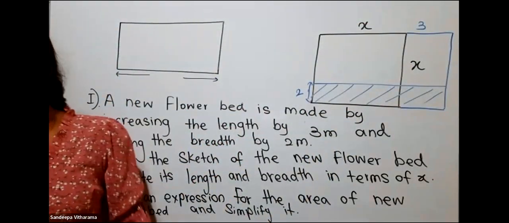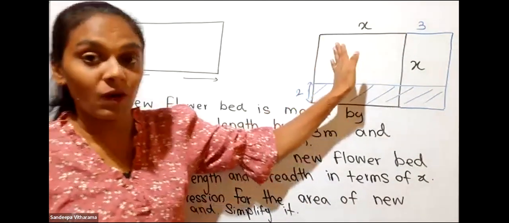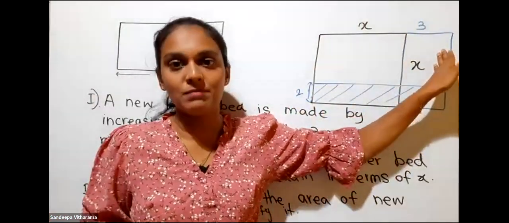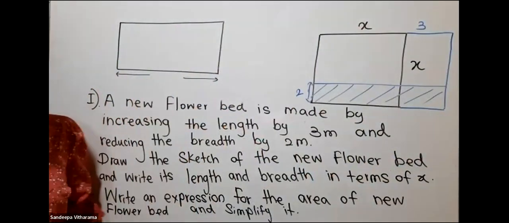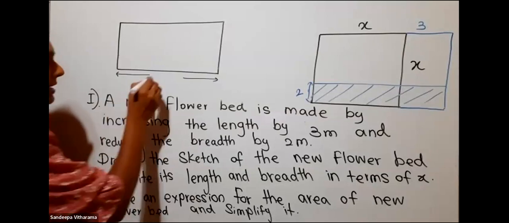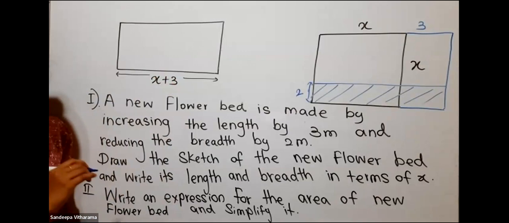Now you know. When the length was x meters, it has been increased by 3 meters. Then what is the new length of the newly formed flower bed? Yes, it is x added 3. That means x plus 3.